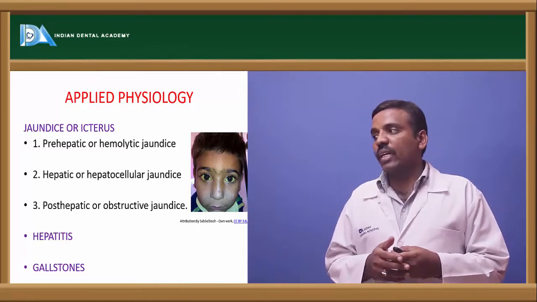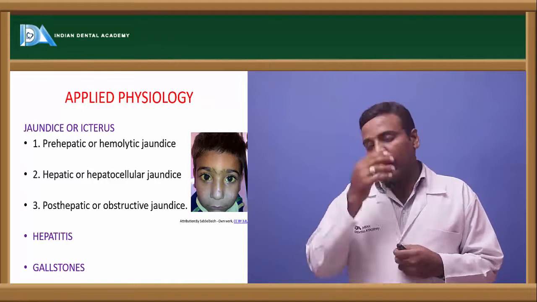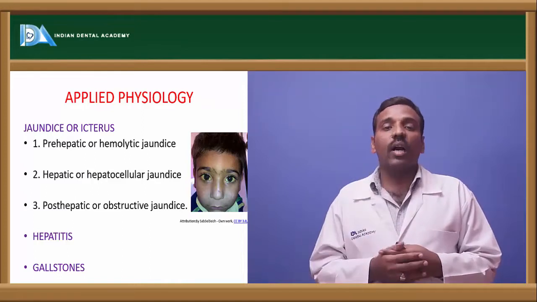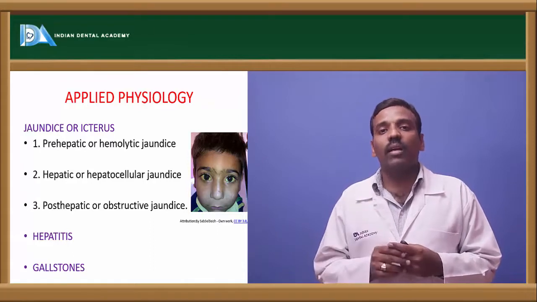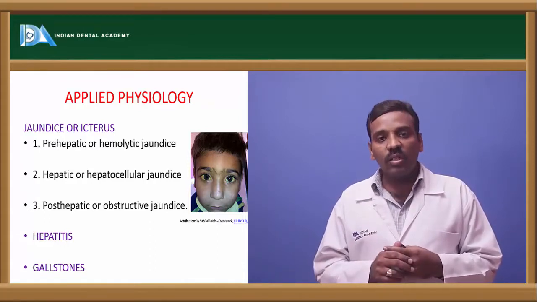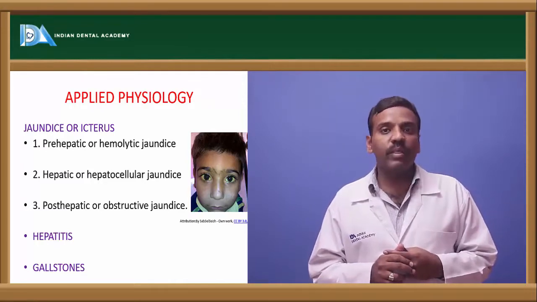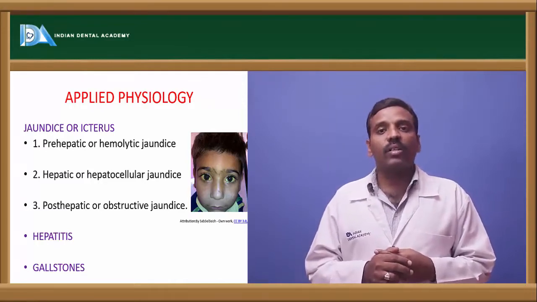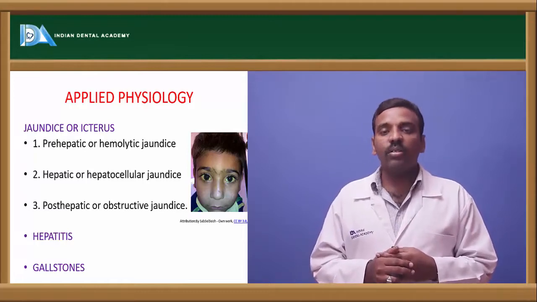Okay, so it leads to hepatitis and gallstones. What are gallstones? When the concentration in the gallbladder is increased, the bile forms stone-like structures, and those are called gallstones. And the hepatitis is of four types: hepatitis A, hepatitis B, hepatitis C, and hepatitis D. Four types of hepatitis.